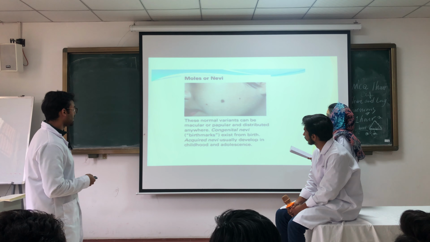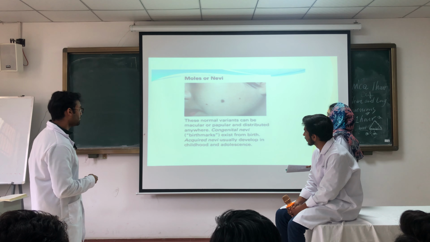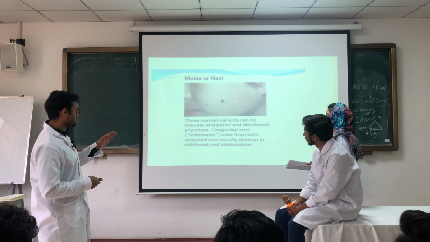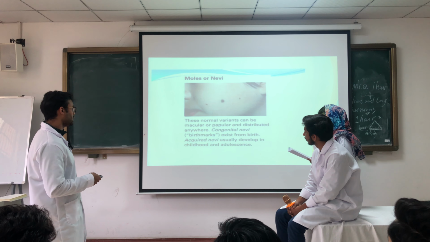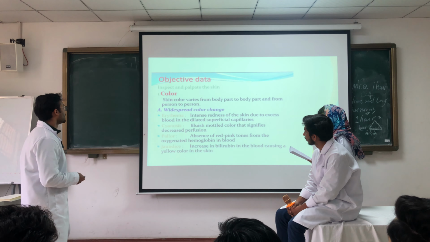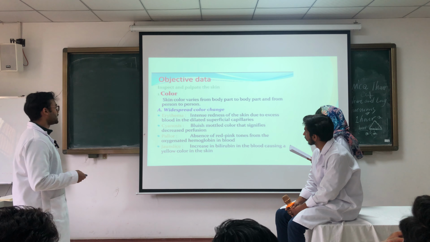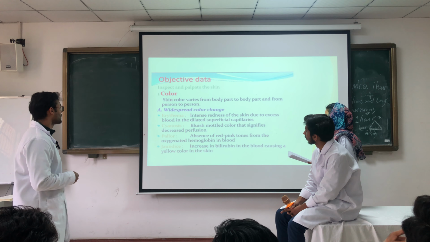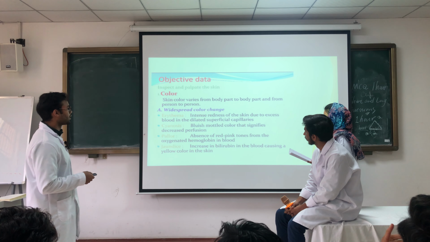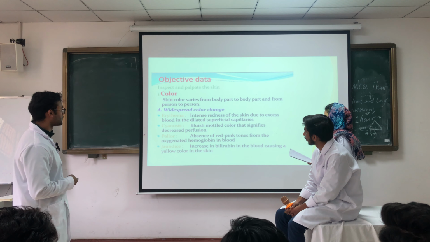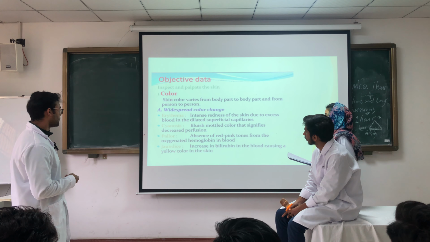These normal variants can be macular or papular and distributed anywhere. Congenital nevi, birthmark, exist from birth, or acquired nevi, usually develop in childhood or adolescence. So objective type, inspect and palpate the skin. By palpating the skin, first of all, we have to check the color. The skin color varies from body part to body part and from person to person. Widespread color change, like we have to see the erythema, cyanosis, pallor, and jaundice.